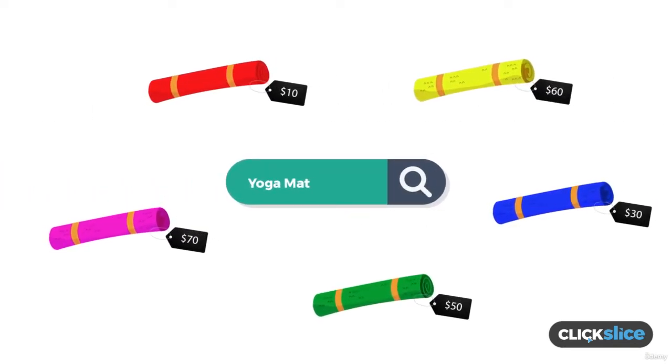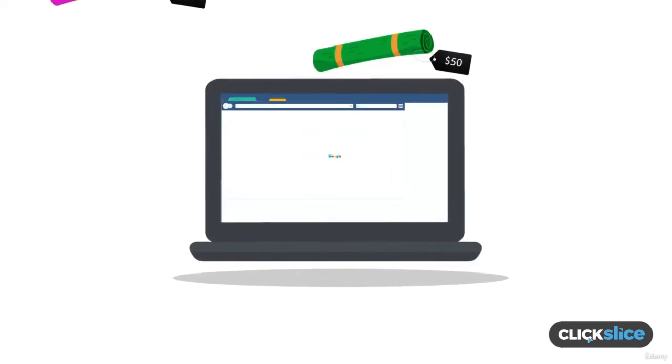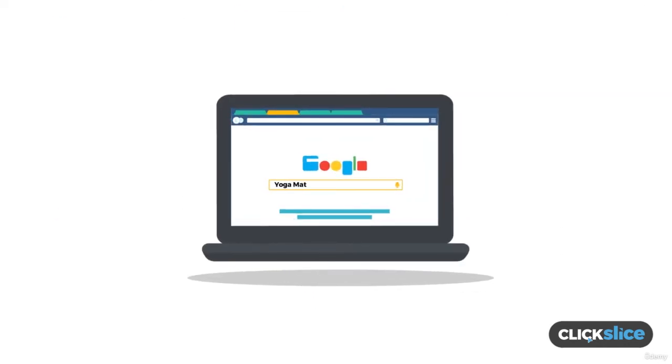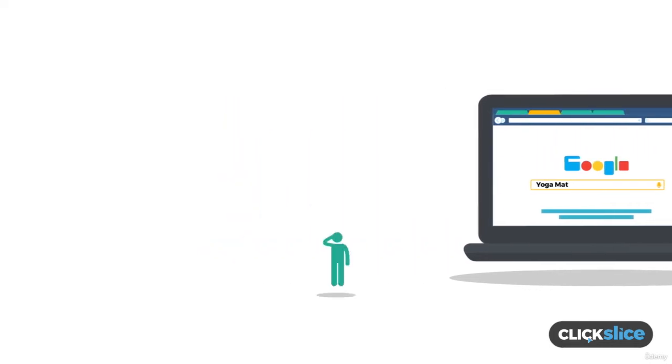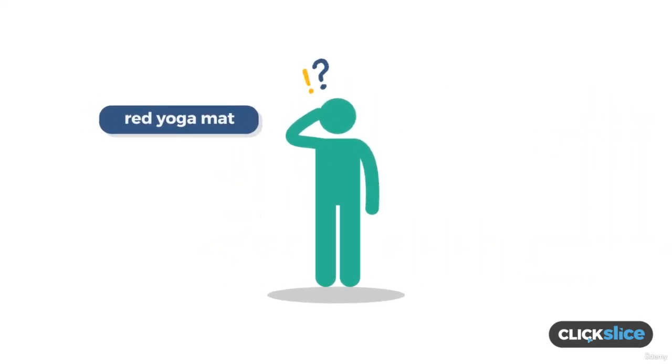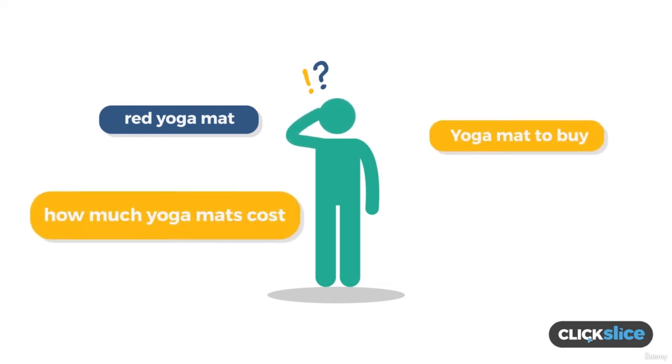As you can tell, the short tail keyword is a lot broader and covers way more things. If someone searches on Google for yoga mat, then we actually have no idea what that person is looking for. Are they looking for a red yoga mat? Are they looking for a yoga mat to buy? Are they trying to find out how much yoga mats cost? We literally have no idea, as the search intent is not crystal clear.